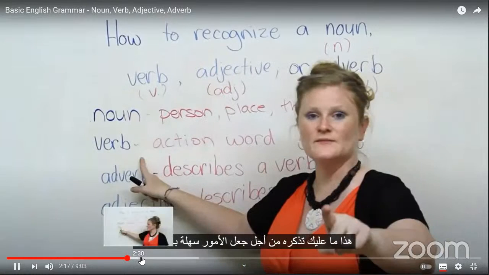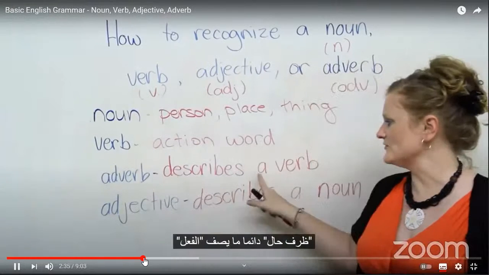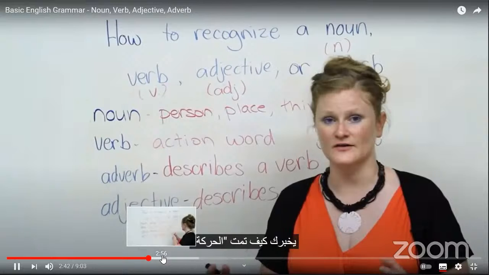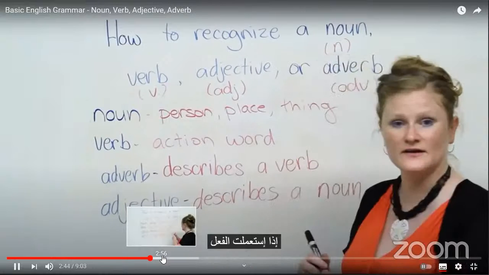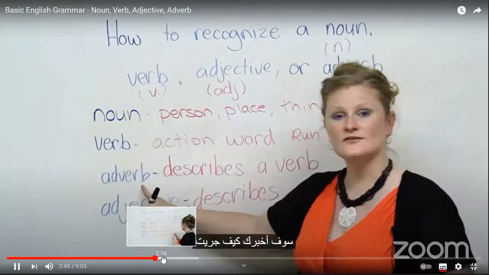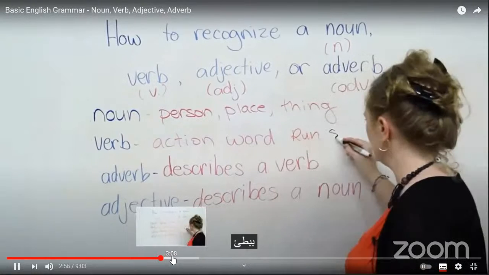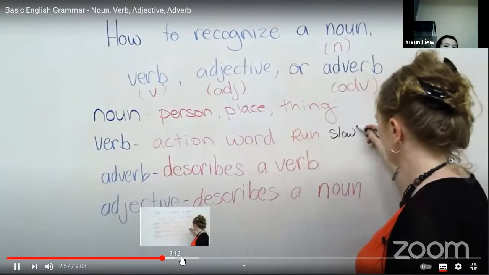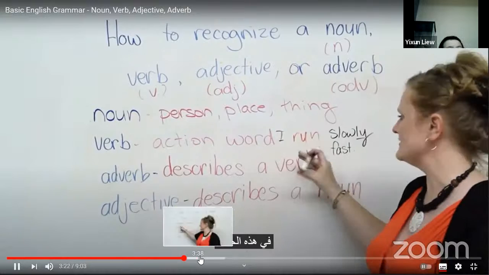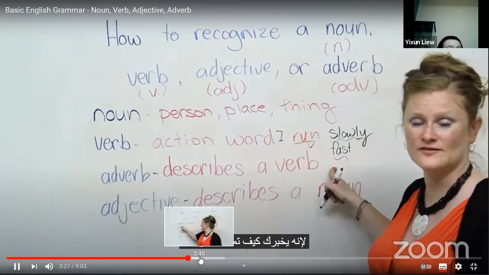This is what you have to remember, an adverb is beside it. An adverb always describes the verb, or it tells you how the action was done. For example, if I use the verb run, I'm going to tell you how I ran. I would say, for example, slowly. So, I run slowly, I run fast. In this sentence, this is your verb, and this is your adverb, because it tells you how the action was done.